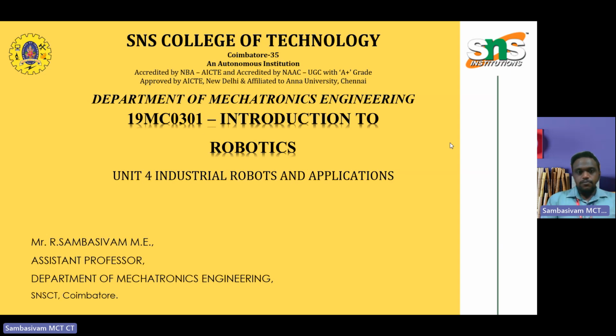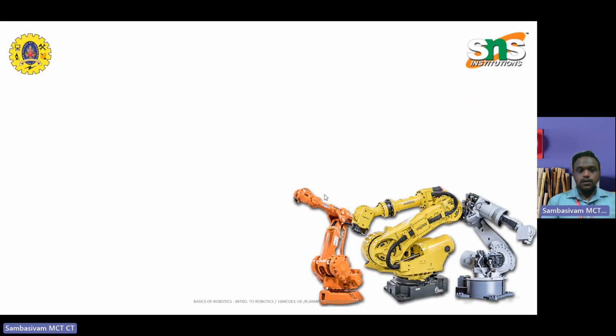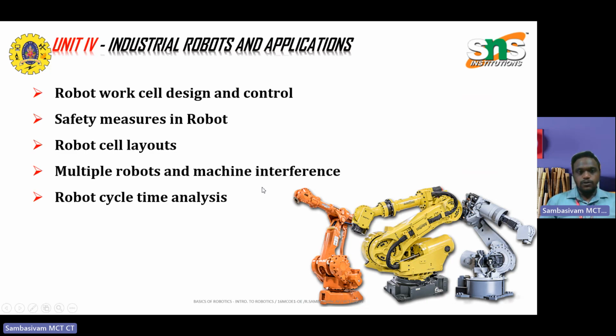Normally we have discussed the introduction, the importance of robotics, and the sensors used in the previous video. Now we are going to discuss the industrial applications of robotics. So what are these industrial robot applications? They are robot work cell design and control, safety measures in robots, robot cell layouts, multiple robots and multiple machine interface, and robot cycle analysis. These are the various topics that come under the industrial robots and applications unit.